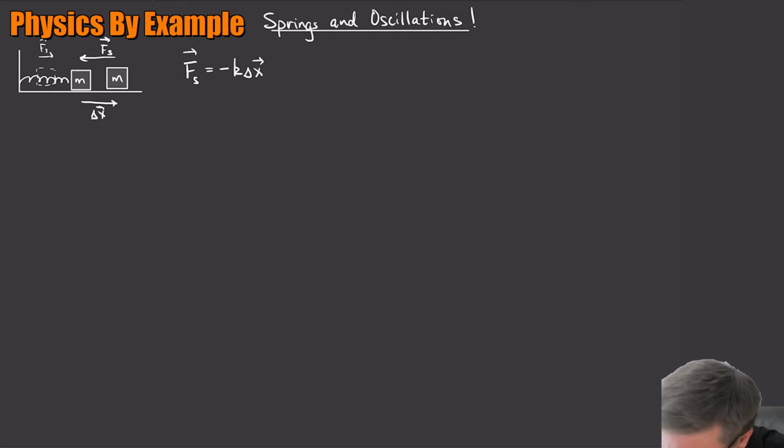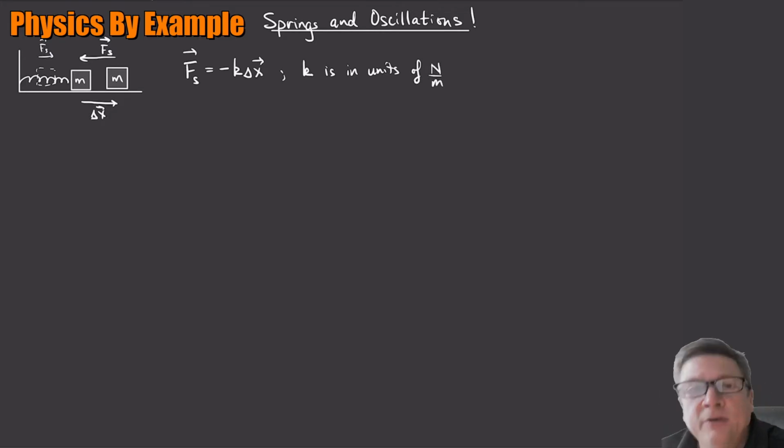The k is in units of newtons per meter. If you just divide the x on the other side, that's got to be newtons per meter. So it kind of makes sense that this is like the stiffness of the spring. If it's like 20 newtons per meter, that means in order to stretch out the spring 1 meter, I'm going to have to apply 20 newtons to do it. So the bigger the k, the stiffer the spring.